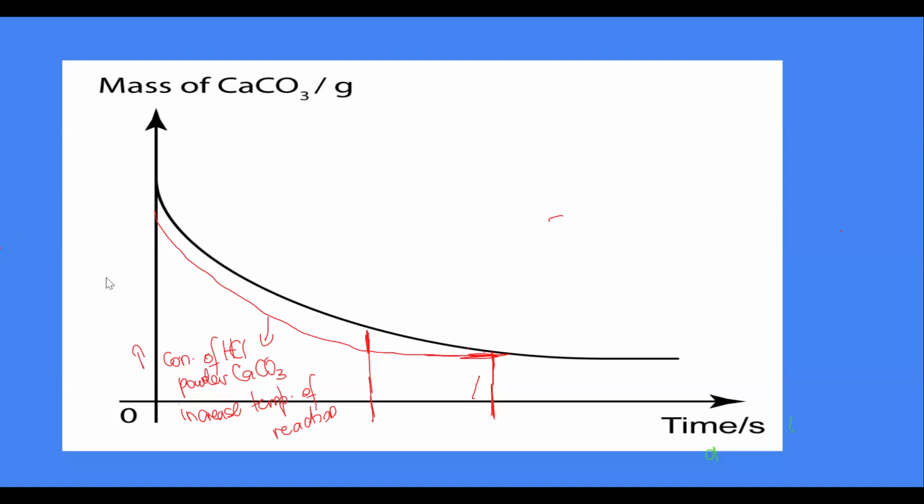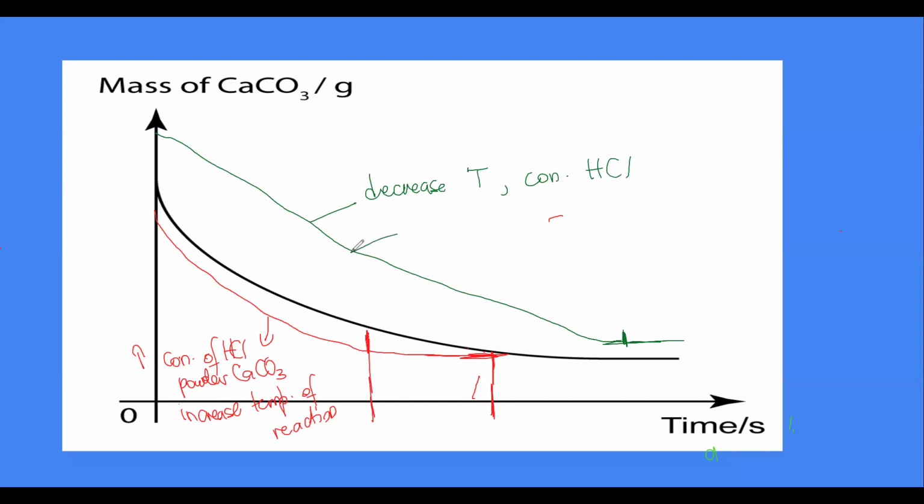Or if I want to slow down the rate of the reaction, I want the reaction to take place much slower. I want to make the reaction take a longer time to end. So I am going to decrease the temperature or the concentration of HCl, or I can use lumps of calcium carbonate.